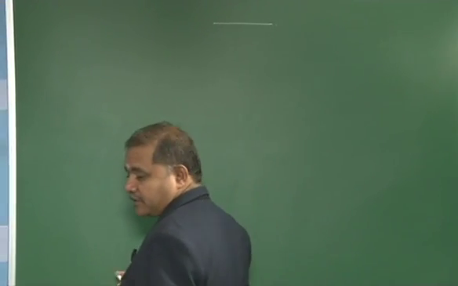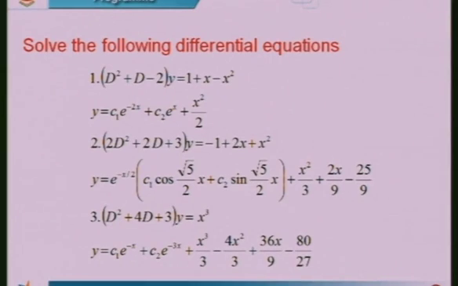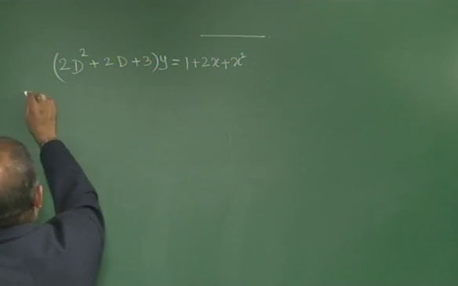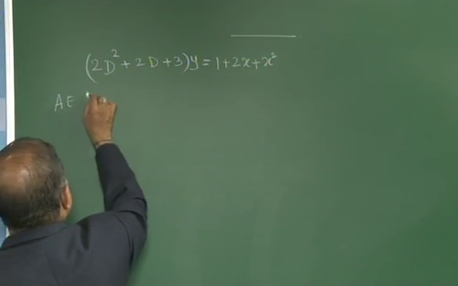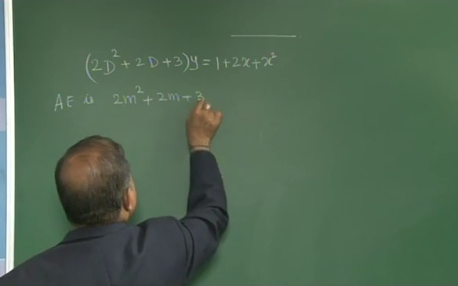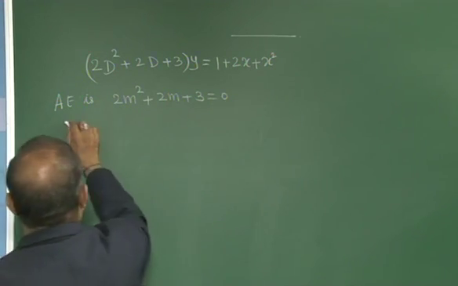Take the next equation: (D square plus 2D plus 3) y is equal to 1 plus 2x plus x square. So let us write the auxiliary equation, m square plus 2m plus 3. Find out your roots.